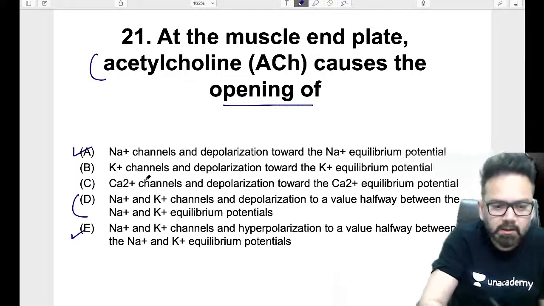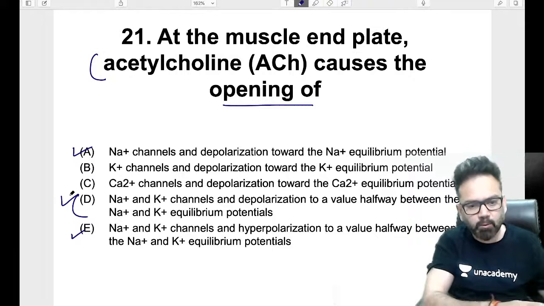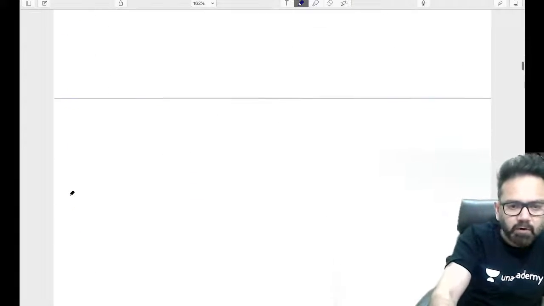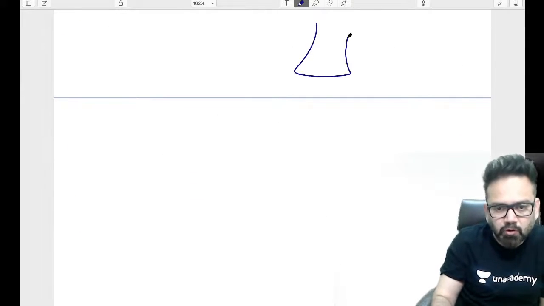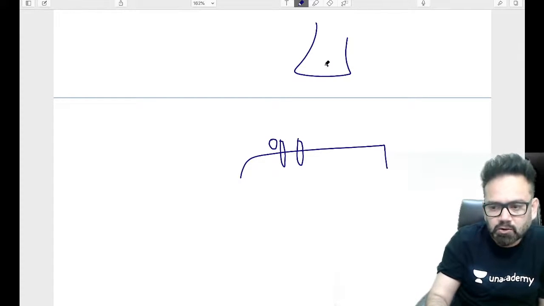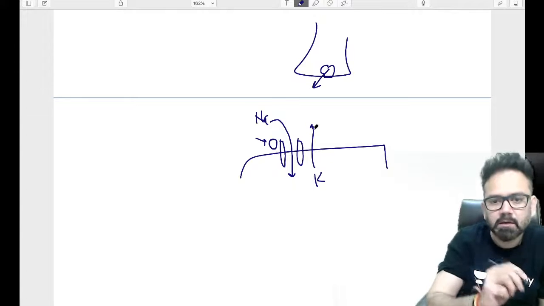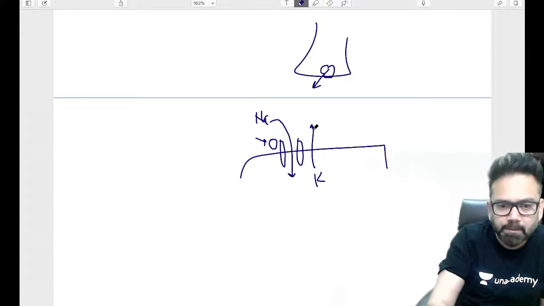No sir, D. Okay, so now Moksh is saying it is D. Yes, the answer is D, not A. Now this is the point I want to highlight. What happens at the NM junction? This is your neuron, this is your muscle, and there are ligand gated channels, and the ligand is acetylcholine. When acetylcholine is released, it acts like a ligand. Sodium is more outside, so of course it will go inside, and potassium is more inside, so it will go outside, isn't it? So permeability of sodium will be more.